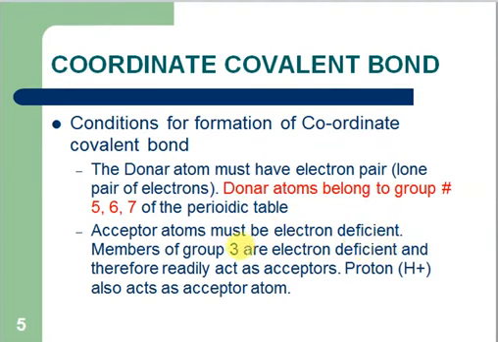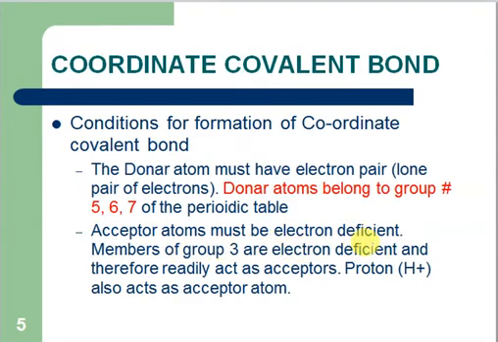Similarly, we can have a proton. A proton can also accept an electron pair because a proton has 0 electrons in its outermost shell. A proton is actually a hydrogen with a positive charge. So it needs 2 electrons to complete the outermost shell. Similarly, group number 3 elements also require 2 electrons to complete the outermost shell, otherwise they will not be able to complete it.